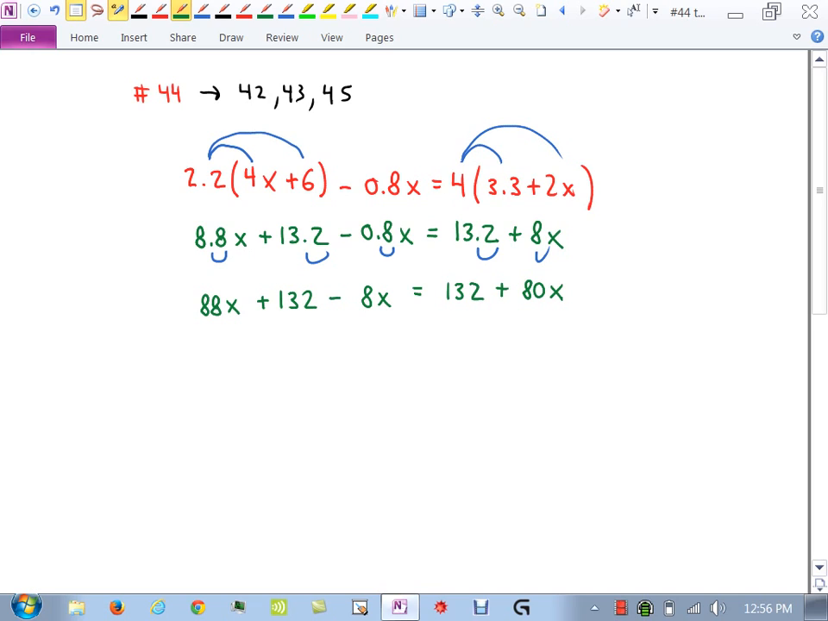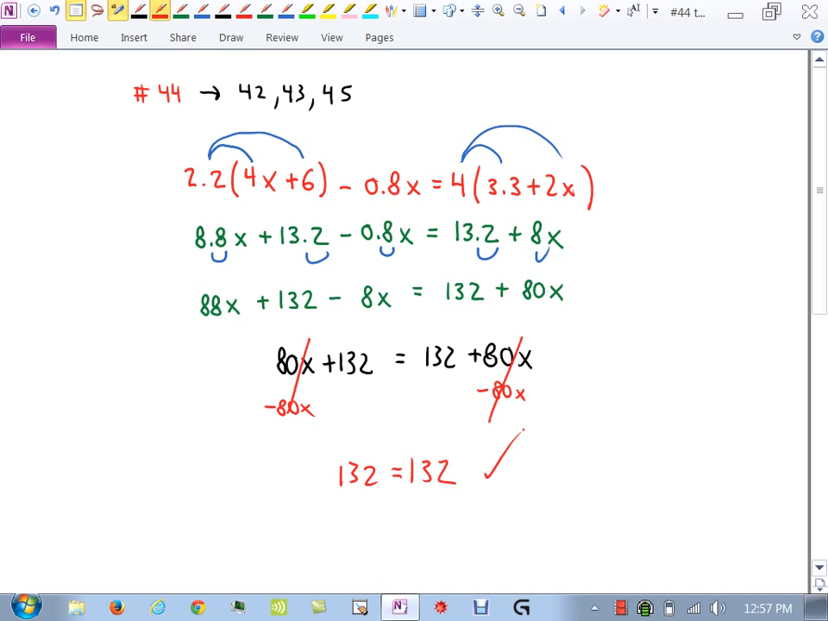Collect like terms, right? On the left side, it becomes what? 80x plus 132, and on the right side, 132 plus 80x again, right? Now, if we try to get our x's on one side, something weird happens here. I would maybe subtract 80x on both sides, and this is where the weird stuff happens, right? These cancel, and you get 132 equals 132. And what do you think? Does 132 equal 132? Yes.